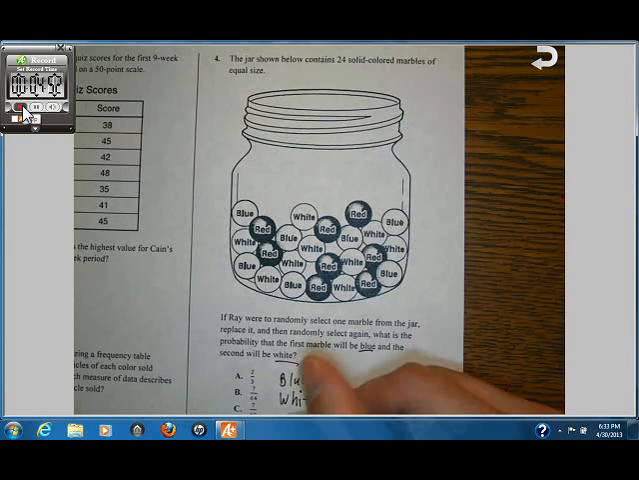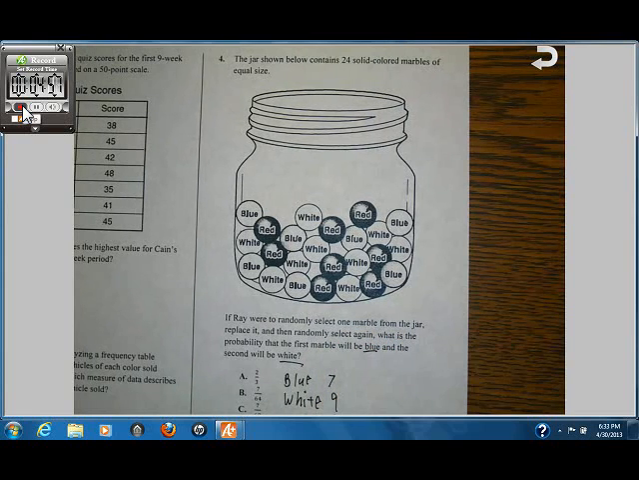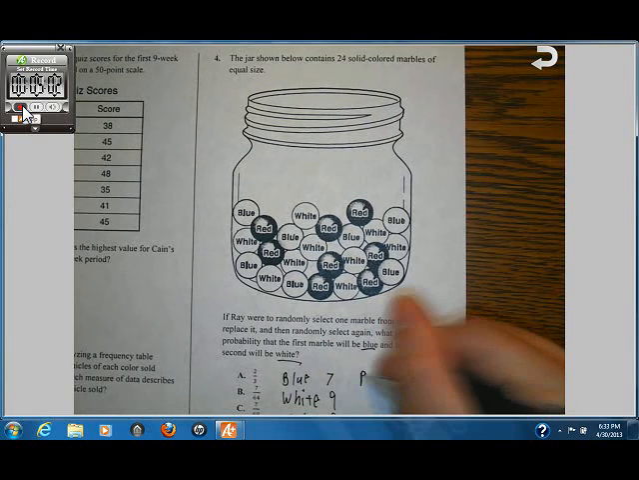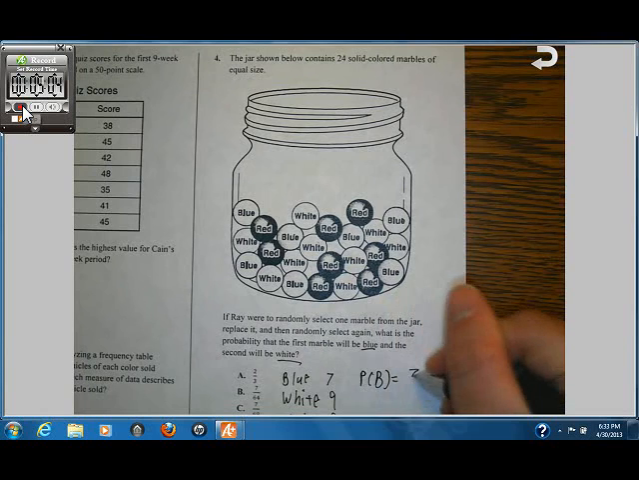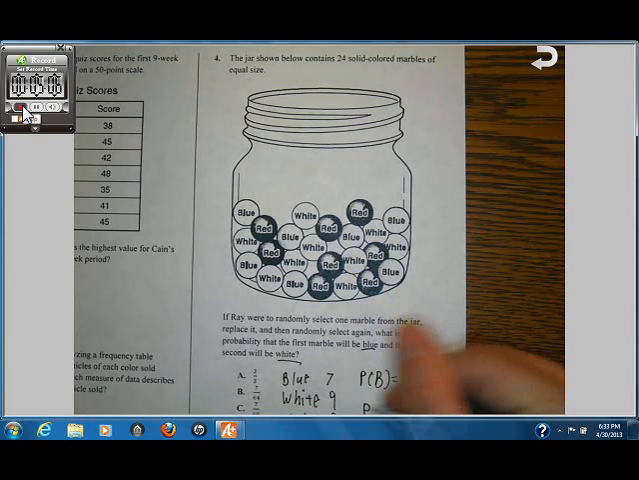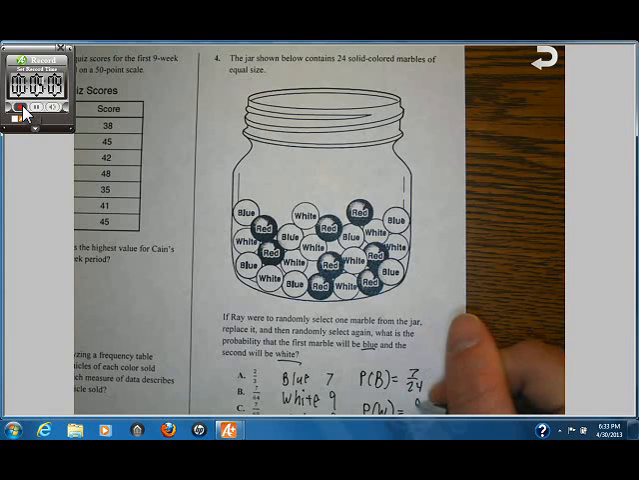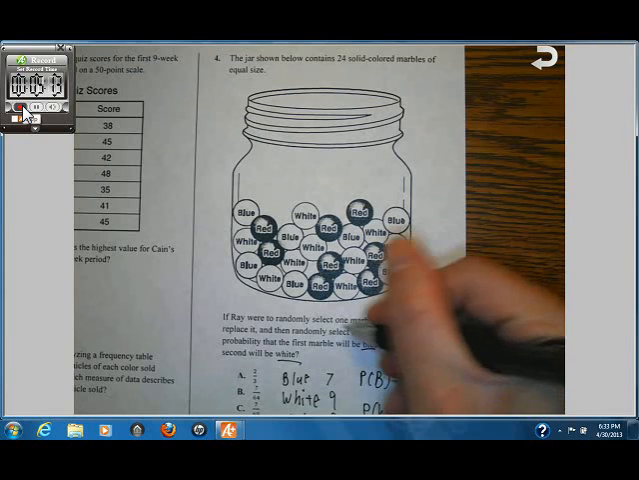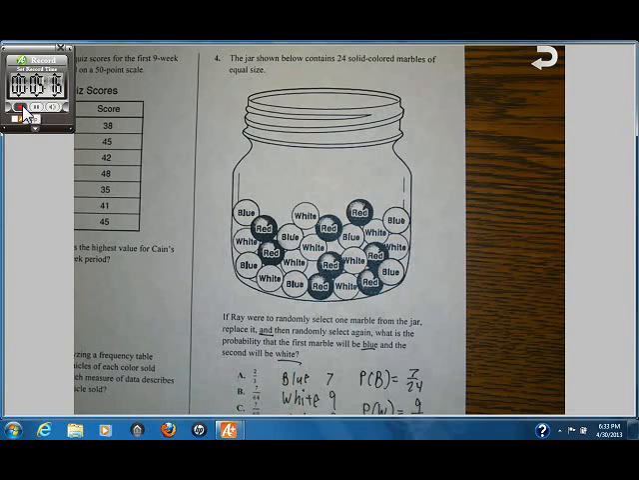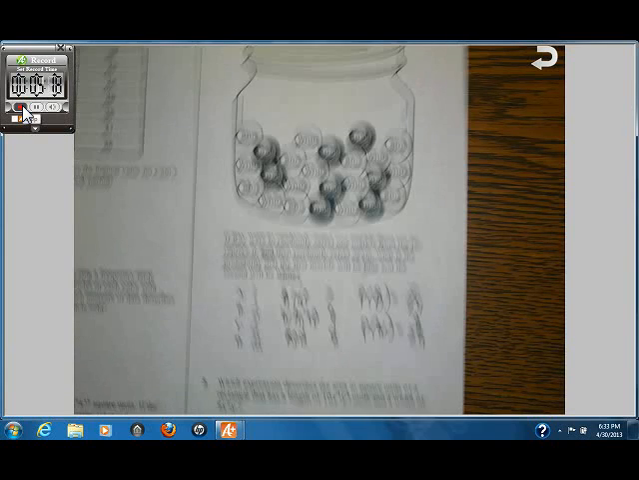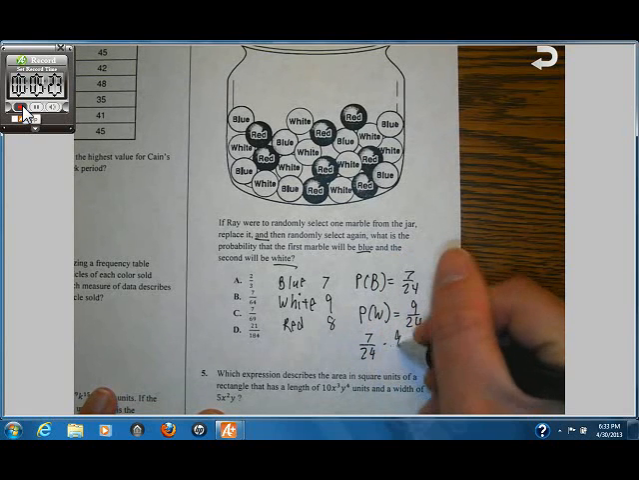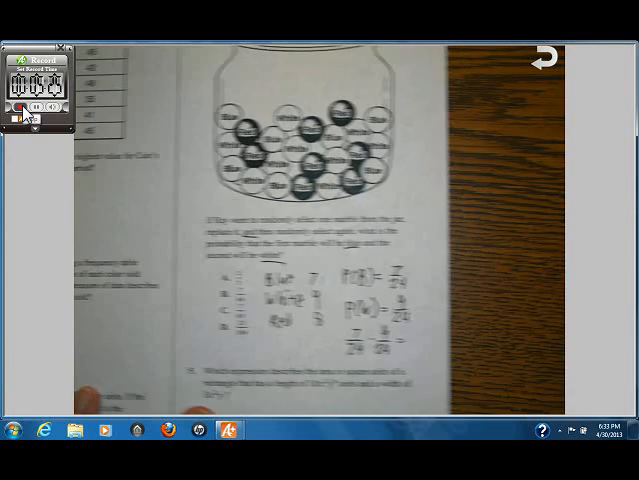And that actually evens out. Okay, so probability the first marble will be blue. So the probability of blue is 7 out of 24. Probability of a white is 9 out of 24. And because it is an AND statement, you have to multiply those two fractions. So 7 over 24 times 9 over 24 is equal to 63 over 24 squared.